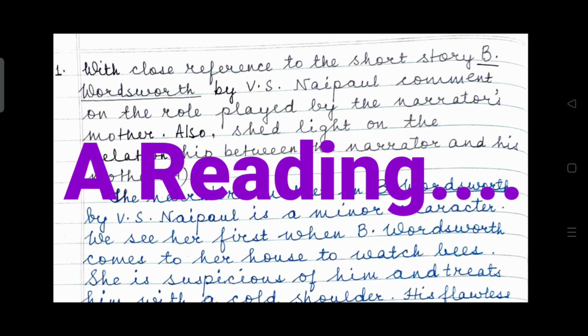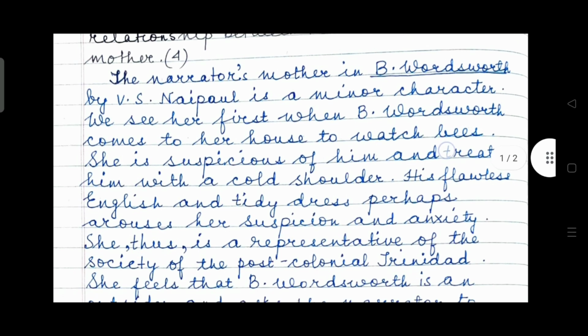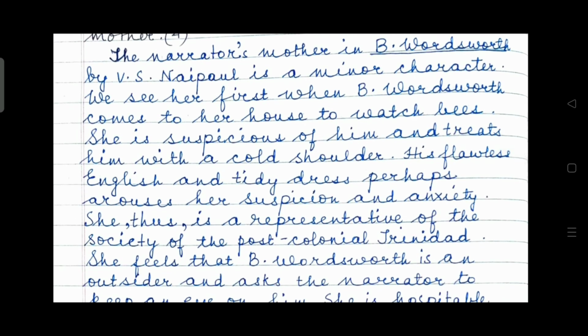Close reference to the short story B. Wordsworth by V.S. Naipaul. Comment on the role played by the narrator's mother. Also shed light on the relationship between the narrator and his mother. The narrator's mother in B. Wordsworth by V.S. Naipaul is a minor character. We see her first when B. Wordsworth comes to her house to watch bees. She is suspicious of him and treats him with a cold shoulder. His flawless English and tidy dress perhaps arouse her suspicion and anxiety. She thus is a representative of the society of the post-colonial Trinidad.